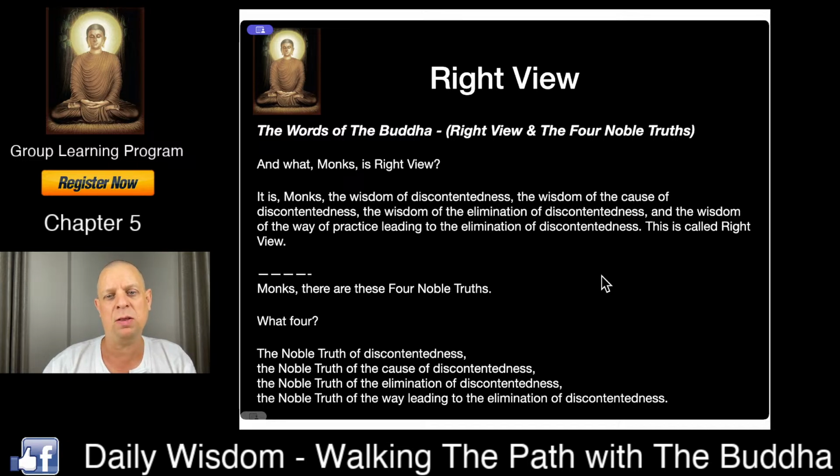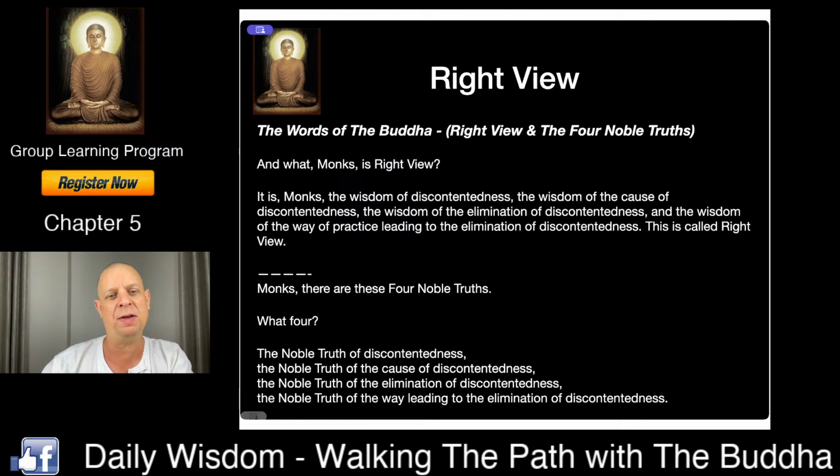Here, this is the part of the Eightfold Path where the Buddha is explaining that right view is the 4 noble truths. So these are his words where he says, "In what, monks, is right view? It is, monks, the wisdom of discontentedness, the wisdom of the cause of discontentedness, the wisdom of the elimination of discontentedness, and the wisdom of the way of practice leading to the elimination of discontentedness. This is called right view." So here he's pointing to the 4 noble truths and he's saying that is right view.